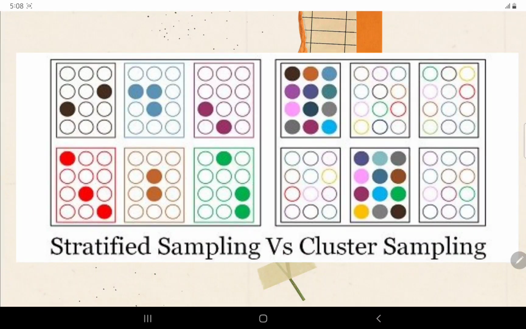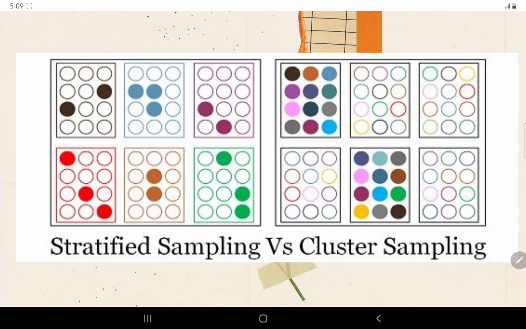Okay, this is the difference between stratified sampling and cluster sampling. Okay, macam yang saya tunjuk tadi. For stratified sampling, this is our strata. Setiap satu ni adalah kita punya strata. Ni strata. And then dalam setiap strata kita pilih sampel kita. Okay, itu nama stratified sampling.